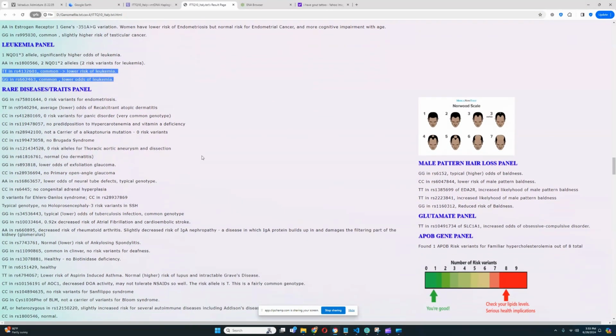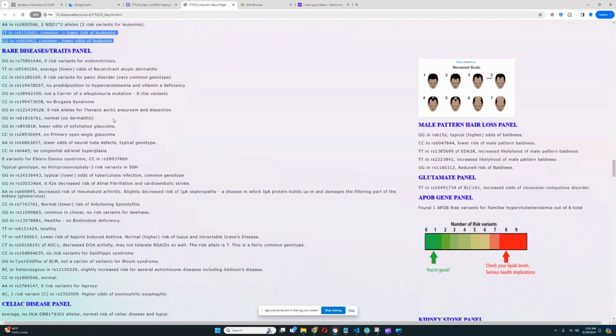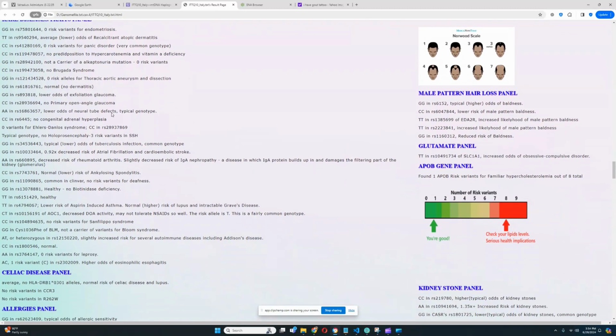For rare diseases and traits panel, let's see what he has got here. So far, what we remember about the sample is he's very predisposed to various autoimmune conditions, such as type 1 diabetes, celiac disease, multiple sclerosis, stuff like that. He's very predisposed to such conditions as this. Addison's disease. Let's see. I'm not seeing any rare conditions here.